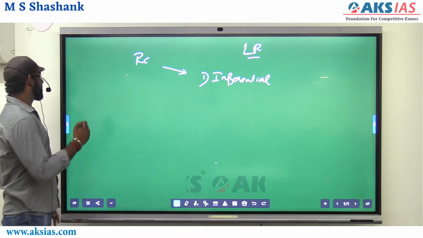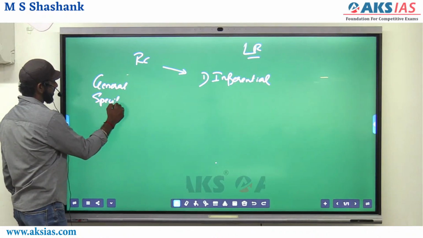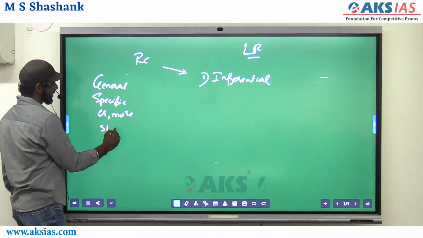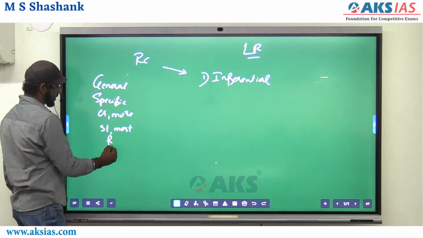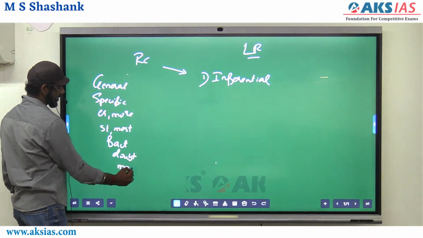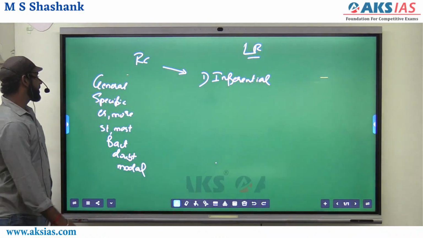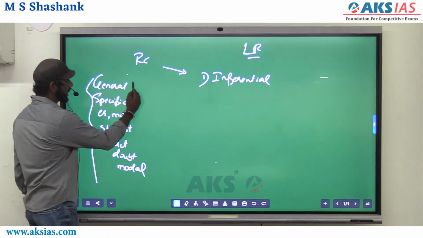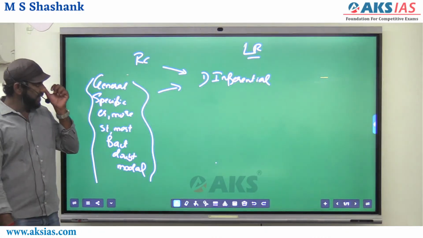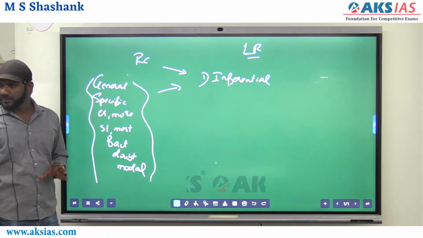And the concepts we have discussed on reading comprehension are general, specific, comparative degree adjective, superlative degree adjective, fact, doubt, modal. These are the concepts we have discussed on reading comprehension. Now all these concepts must be applied only onto an inferential question. That means, to be very precise, in the case of an inferential question, we need to find out an option that is there in the paragraph. Nothing must go beyond the paragraph.